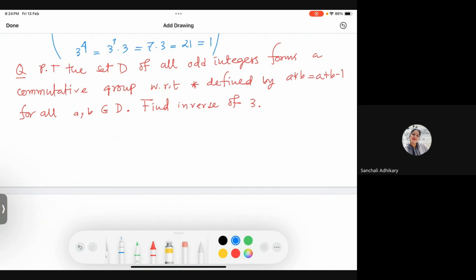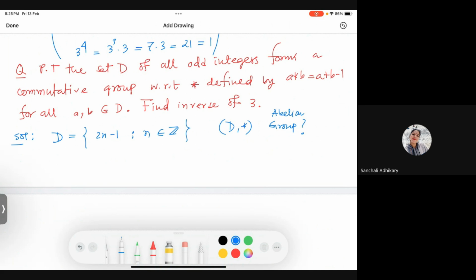So what is the set D? Set of all odd integers. So D is equal to 2n minus 1, or 2n plus 1, for all n belongs to Z. Okay. This is your D set. So the question is, D star, is it a group? This is the actual question, right? Is this an abelian group?